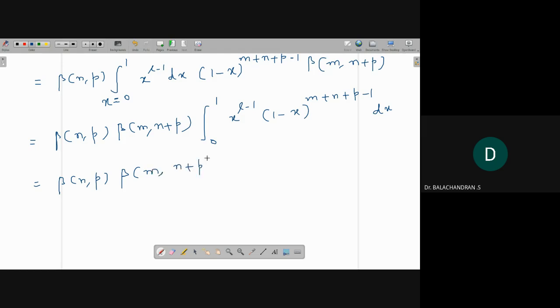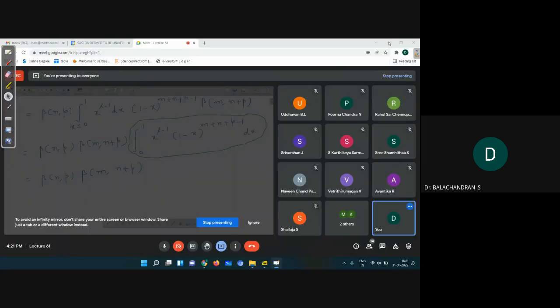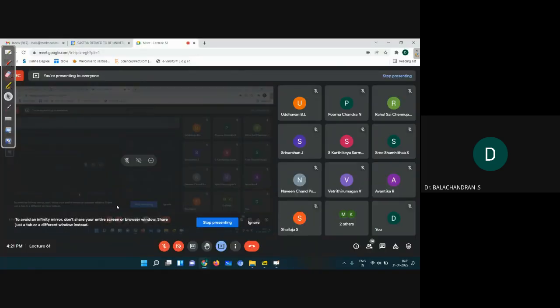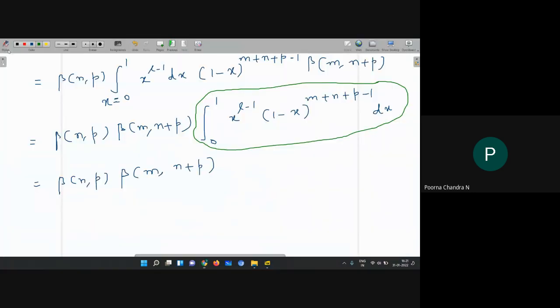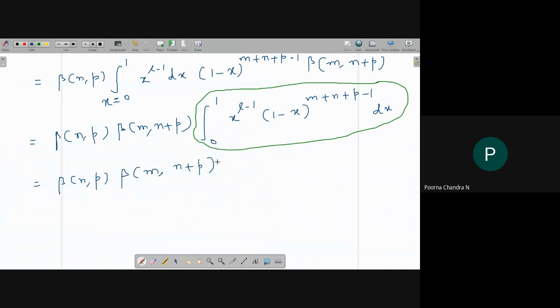What is this integral? Beta of l comma m plus n plus p. Yes, this is the definition of the beta function.